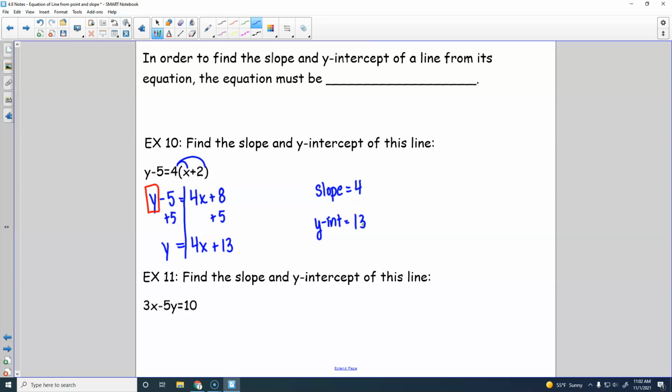Wait, so this is like, it's like there's a 1 in front of that.